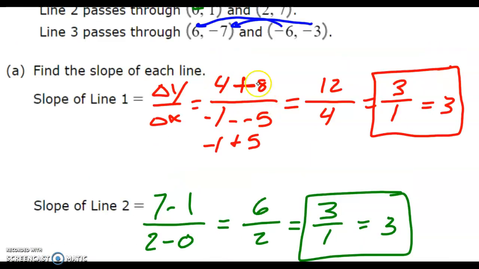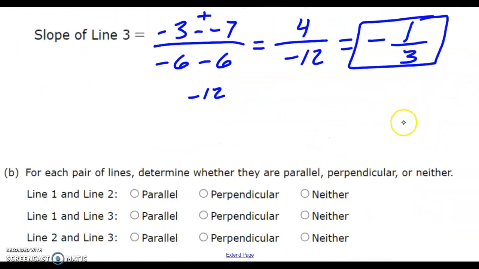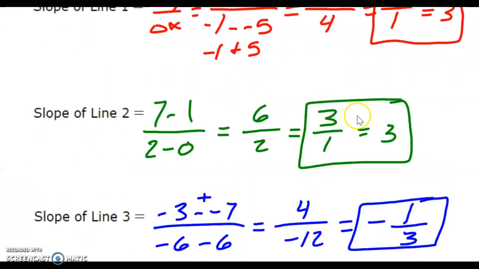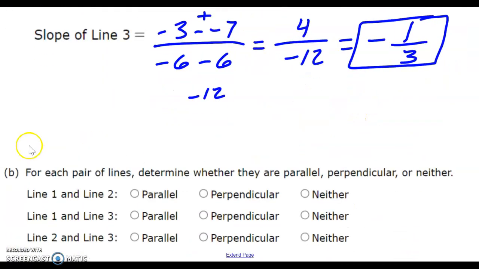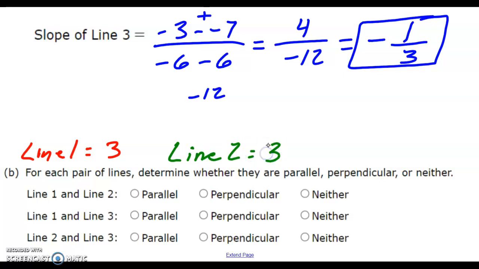So then what you're doing is you are just comparing the 3 slopes. Okay, so let's write them down here so we don't have to keep scrolling. Line 1 had a slope of 3. Line 2 had a slope of 3. And line 3 had a slope of negative 1/3. And you're just comparing them. So line 1 and line 2, that's looking at these two. They're both a slope of 3, which makes them parallel.